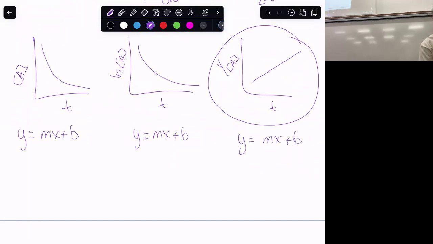In this case, for zero order, m is going to be negative k. m will be negative k for first, and m is just k for second. So that's your rate constant. You'll be given a negative slope, so k is the positive version of the slope. A rate constant will never be negative, so you never want to pick a negative rate constant.